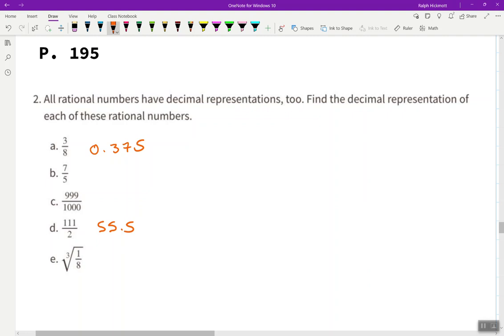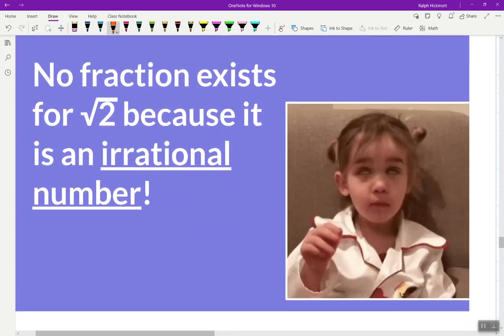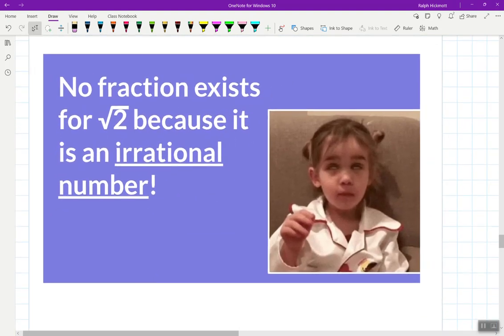So that's everything related to rational numbers. We need to be able to say they can be put as a fraction, and including converting it back and forth between a decimal and fraction. So going back to that square root of 2, no fraction actually exists for square root of 2 because it is an irrational number.